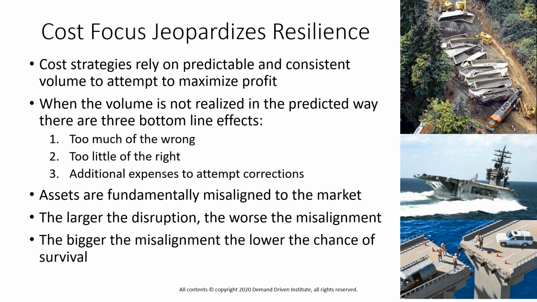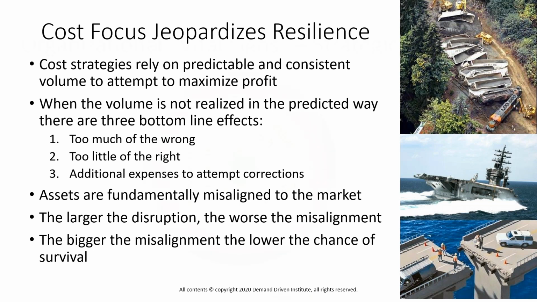And the bigger the misalignment, I'm sorry to tell you, the lower the chance of your survival. We cannot continue to put blinders on and continue to build what we think the market can and will consume. We need to figure out how to align our assets so that we can build what the customer indeed can and will buy. This is a tremendous shift in the strategy for a company. So let's look at the strategic metrics.